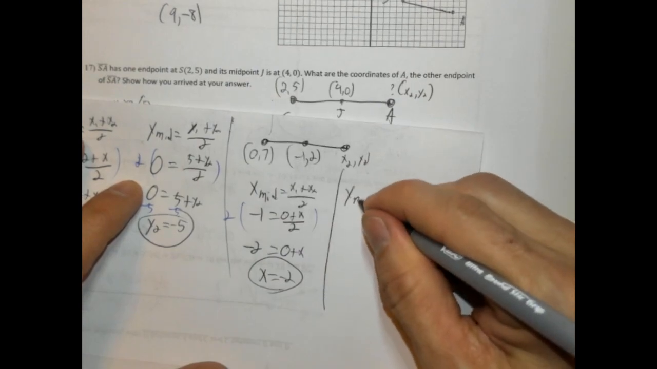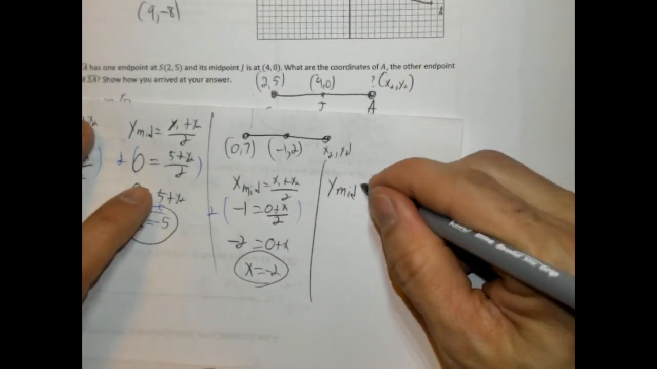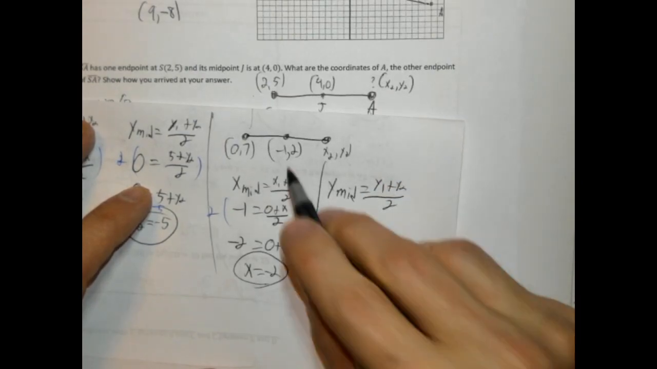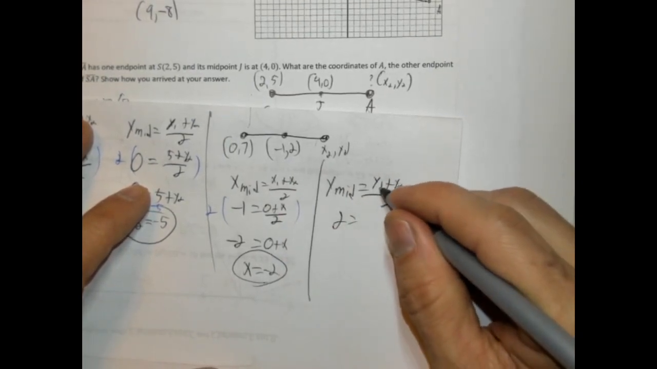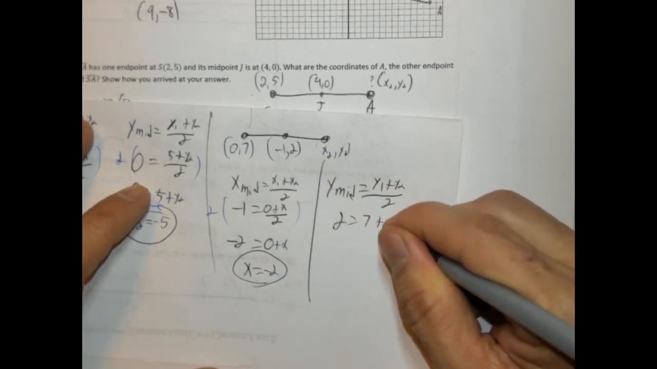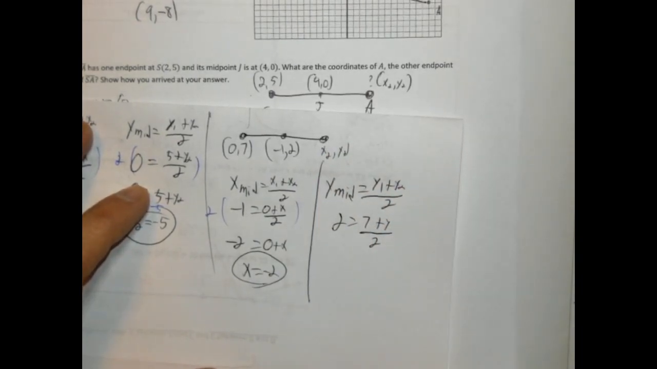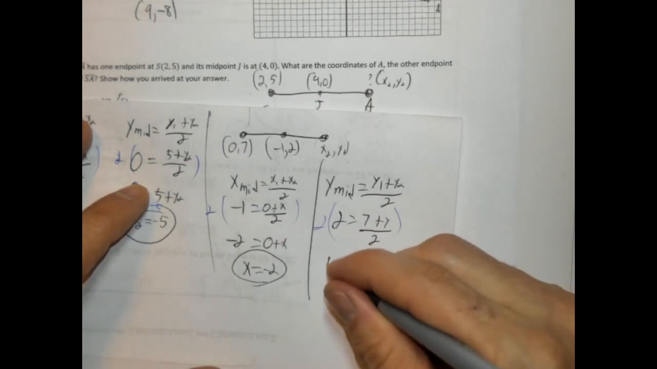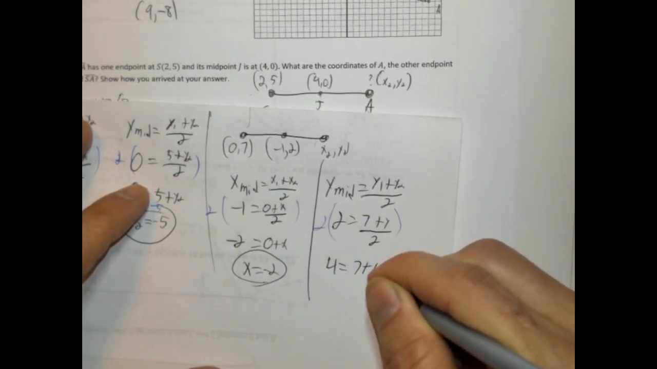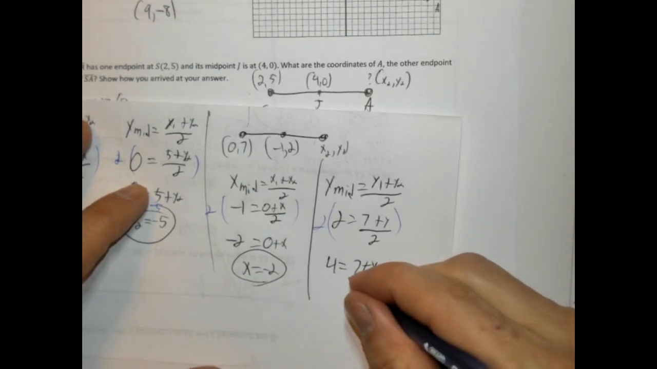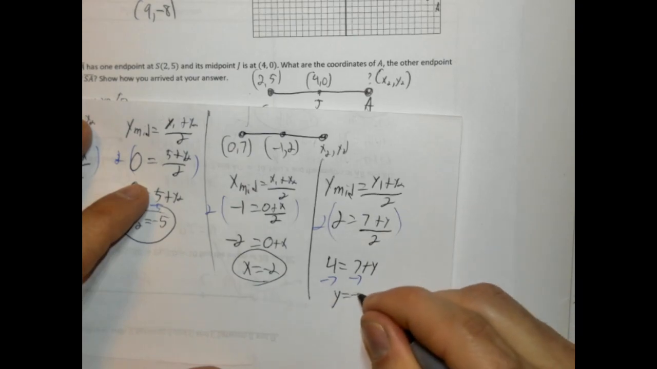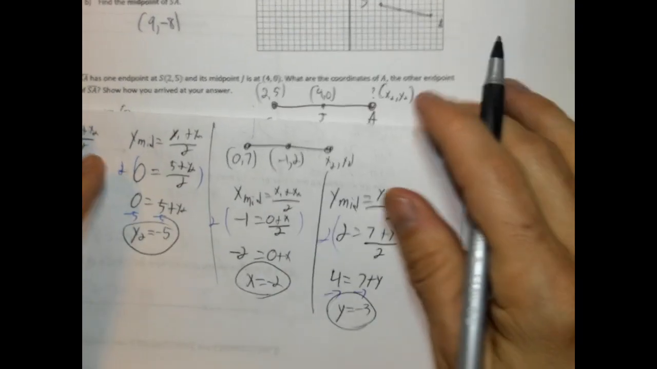So y sub mid is y sub 1 plus y sub 2 over 2, where y sub mid is 2, and y sub 1 is 7. We don't know what the other y is. We're going to multiply both sides by 2. So 4 equals 7 plus y. Subtract 7 from both sides. Y equals negative 3. So it would be negative 2 comma negative 3.